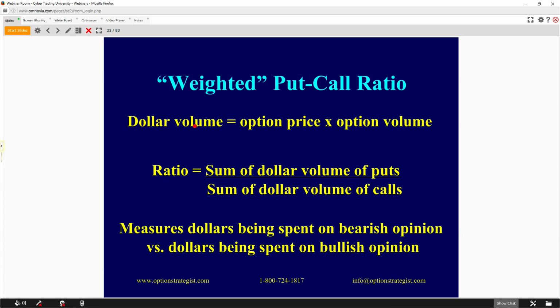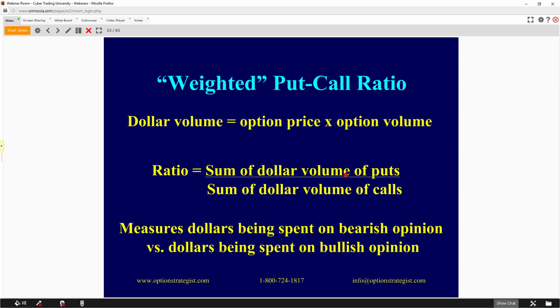So again, let's say it's IBM, and at the end of the day, we look at an option, any option, we look at its price, and we multiply that closing price times the volume that traded in that option that day. So now we have how many dollars were spent on that option today. So we call that the dollar volume of that option.